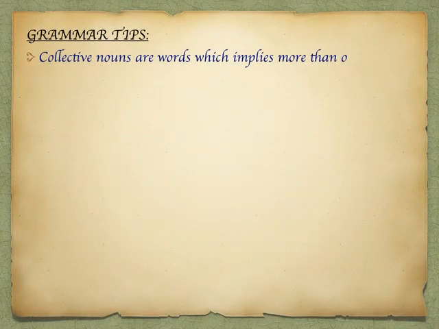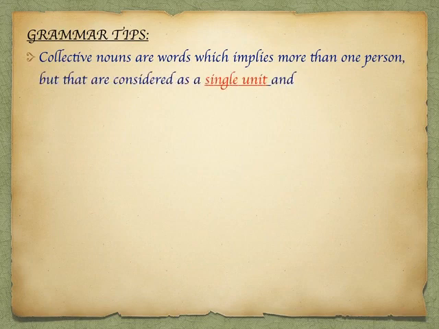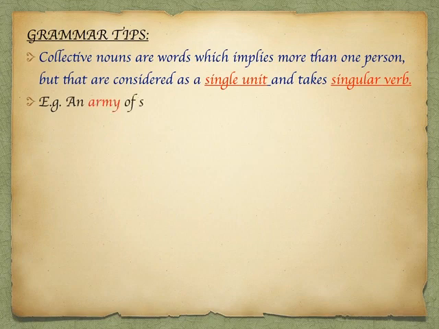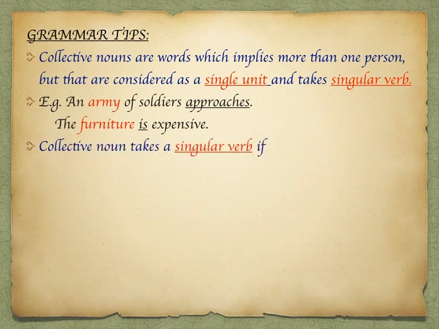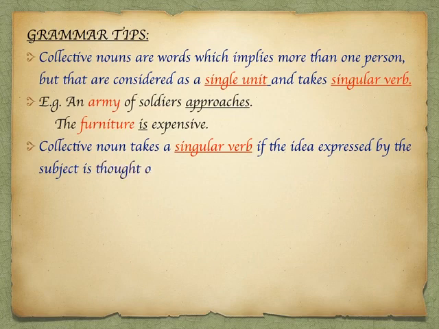Collective nouns are words which imply more than one person but are considered as a single unit and take a singular verb. It means it talks about the group of persons as one unit. For example, an army of soldiers approaches. Here, army is a collective noun and approaches is a singular verb. The furniture is expensive. Here, furniture is a collective noun and is is the singular verb. Collective noun takes a singular verb if the idea expressed by the subject is thought of as a unit. It means that the collective noun which presents the group are doing the same thing.